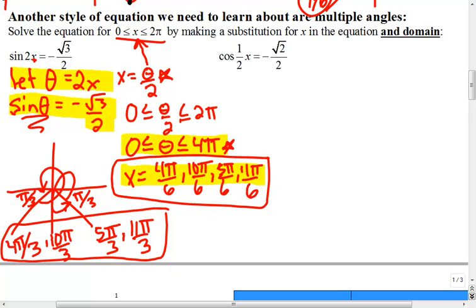So I'd like you to try it. You can try to parallel the steps with the column on the left side. Try it on this example here, and we'll see how it goes.